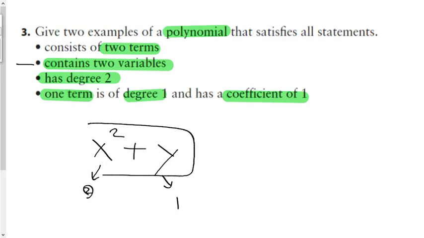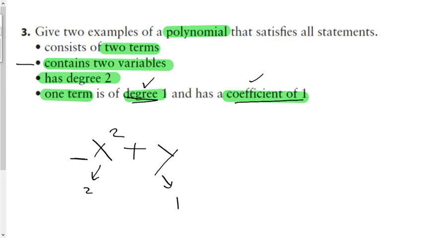So this whole polynomial would have a degree of 2. Weird, I know. The second thing is, what's the coefficient here? There's none written, but what is it? 1. So does one term have a coefficient of 1? Yes, it does. Does one of the terms have a degree of 1? Yes, it does. Which one? The y does. It has a degree of 1. So therefore, the polynomial has a degree of 2. One term is a degree of 1. One term is a coefficient of 1. There's two variables, and it has two terms. Yep. x squared plus y is my choice.